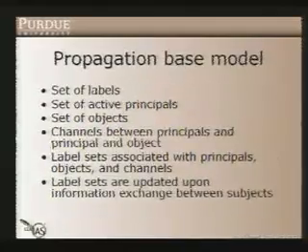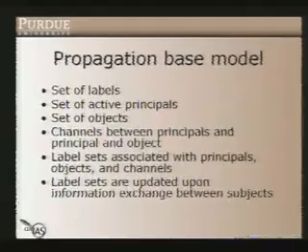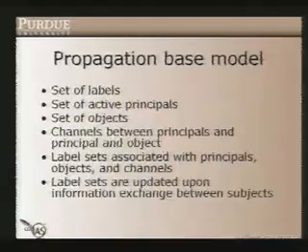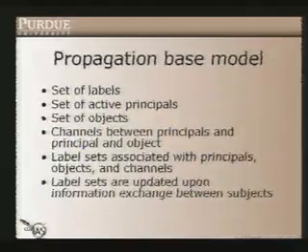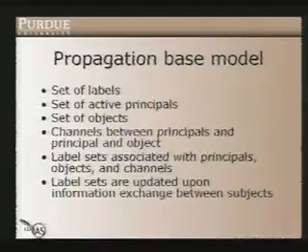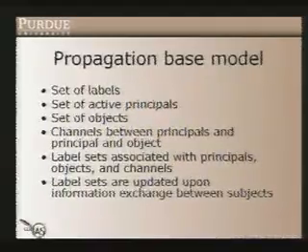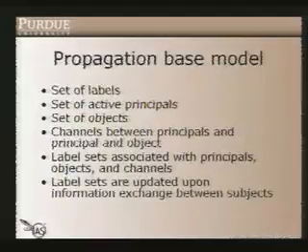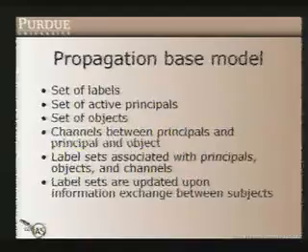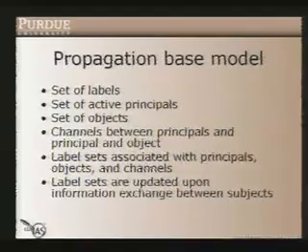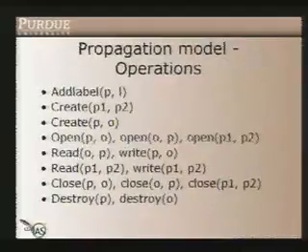So, given that I want to bind a label to a principal and then propagate it, I have a basic model. We have a set of labels, a set of active principals, and a set of objects, and channels between principals and principals, as well as principals and objects. There are label sets associated with all the principals, the objects, and the channels themselves. And we have some sort of update function that updates labels as information is being exchanged.